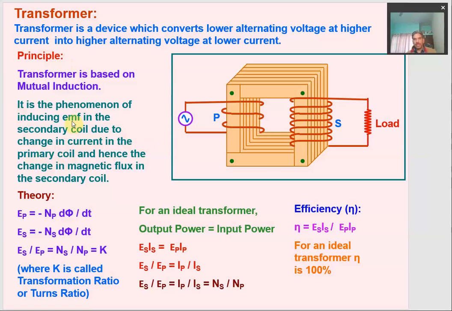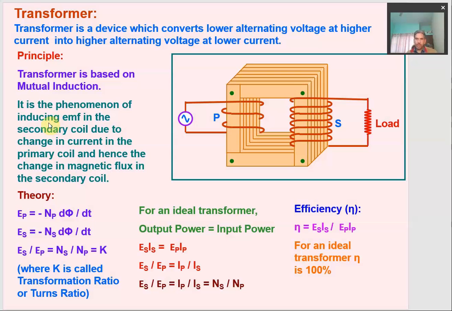Whenever some EMF is induced in a coil, which we will call here the secondary coil, due to change in the current in the primary coil, because change in the current in the primary coil will create a changing flux across the secondary coil, as shown in this diagram, therefore some EMF is induced. This is how the output EMF, or we can say output voltage, is received, which may be high or low depending upon what kind of transformer we are using. So this is the principle of the transformer, which is nothing but the phenomenon of mutual induction.